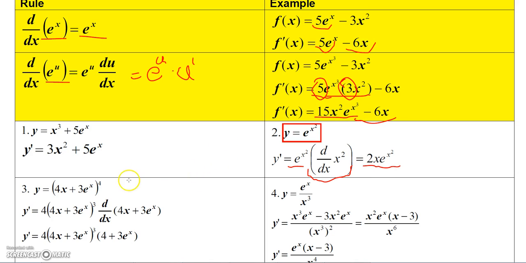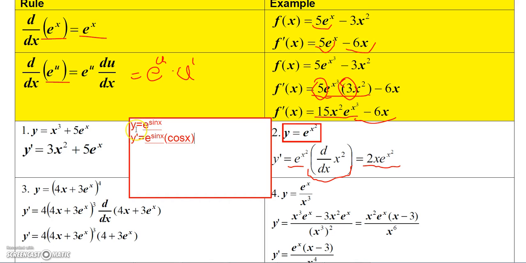Okay, let me go ahead and work one more here just to make sure you understand this concept before I work the last two. So here, if I have y equals e to the sine x, the derivative, y prime, would equal e to the sine x, and then you would multiply by the derivative of sine x, and we know the derivative of sine x is cosine x.